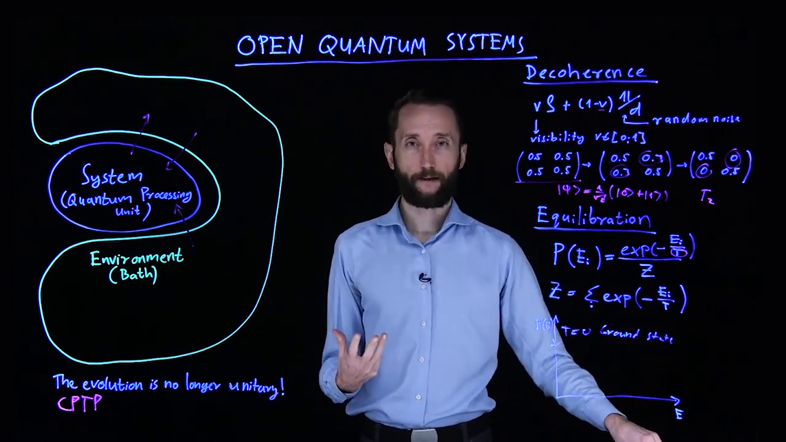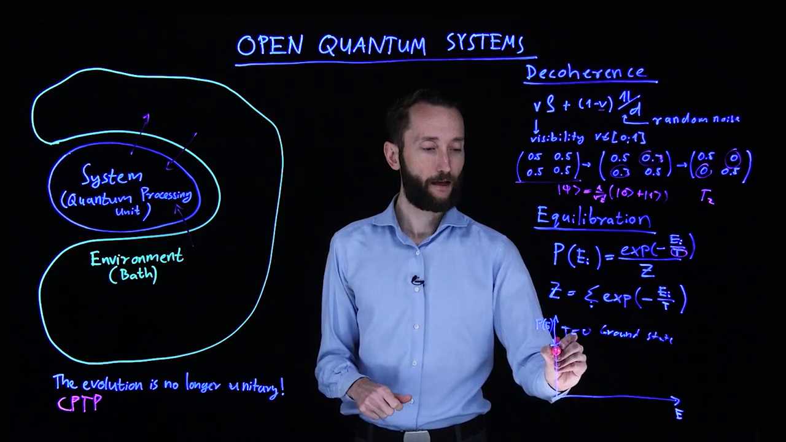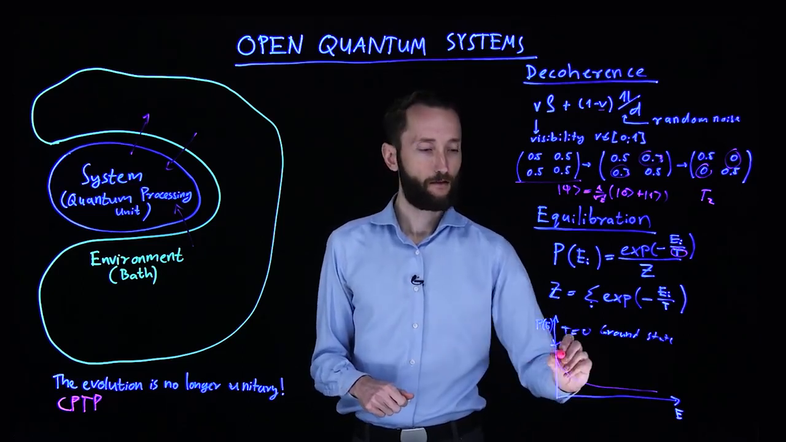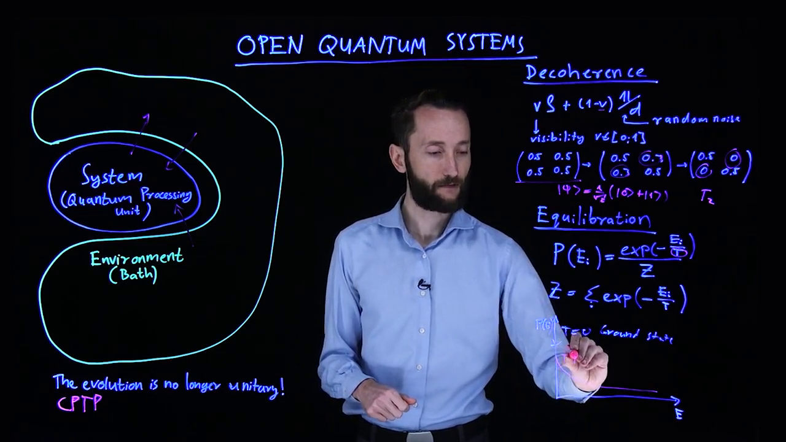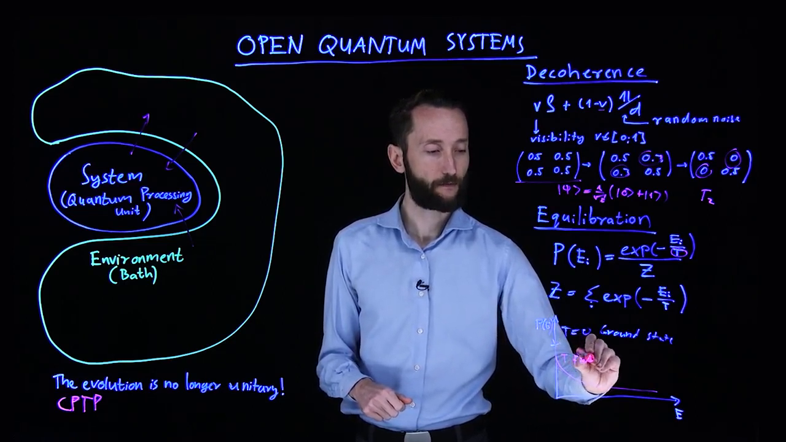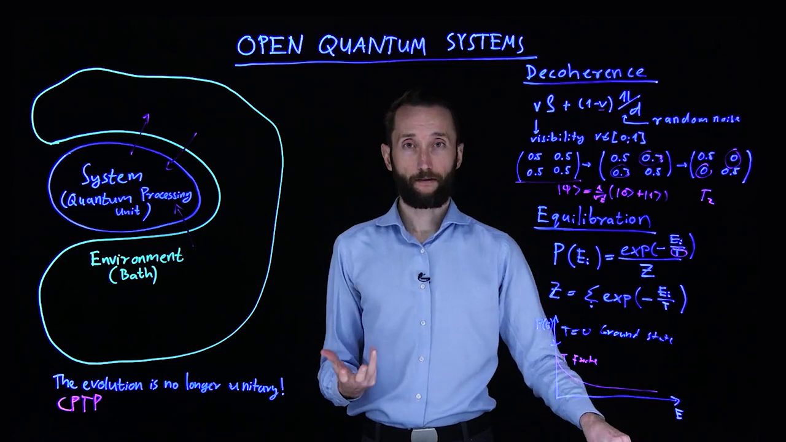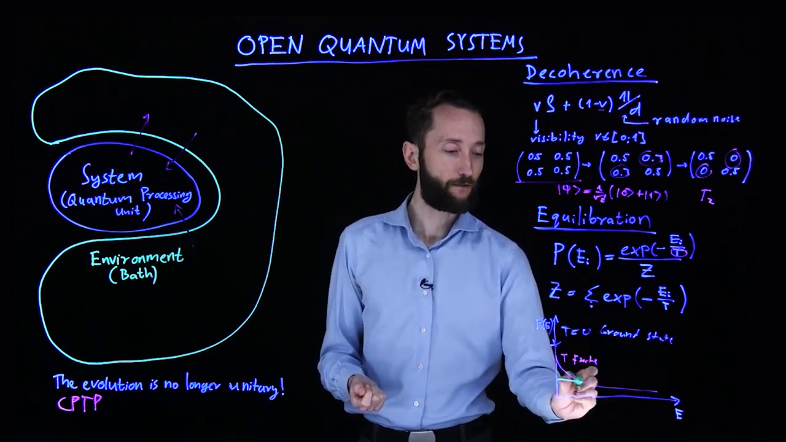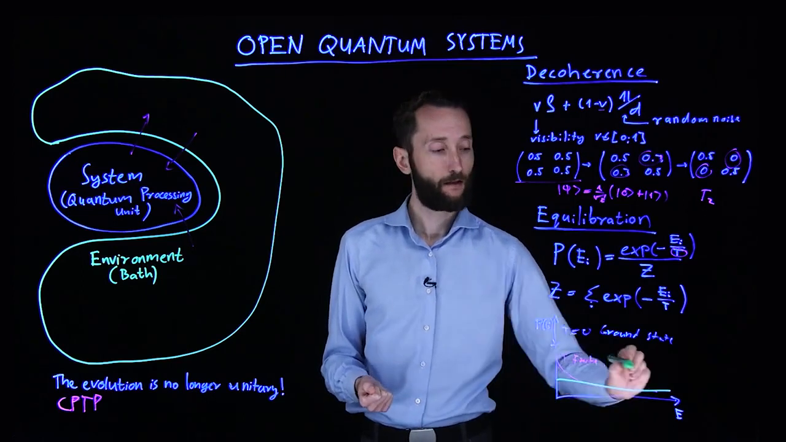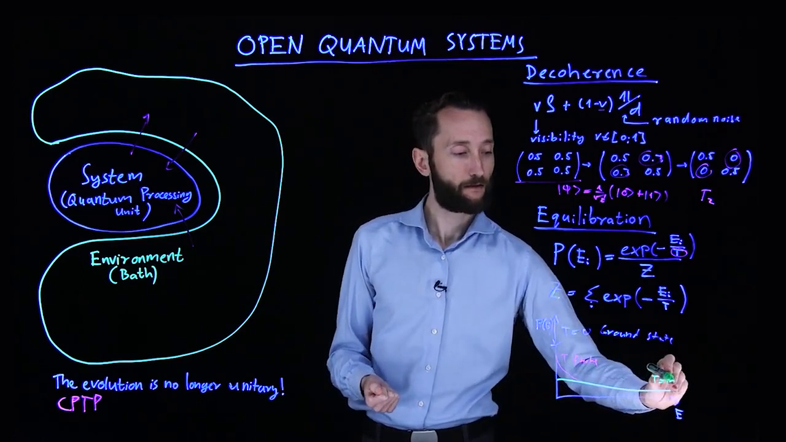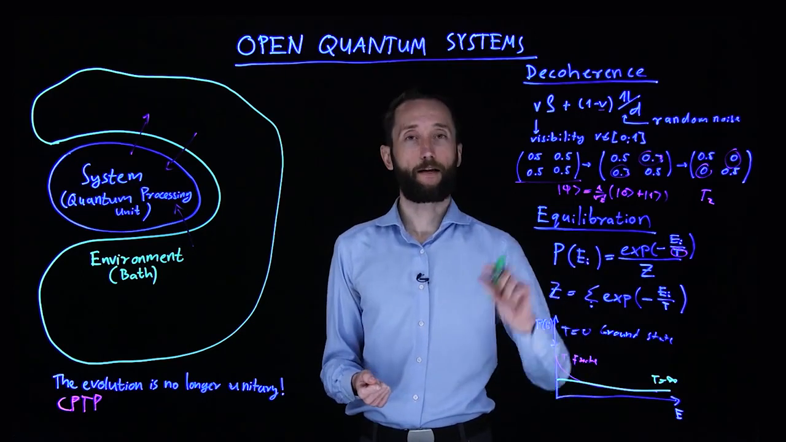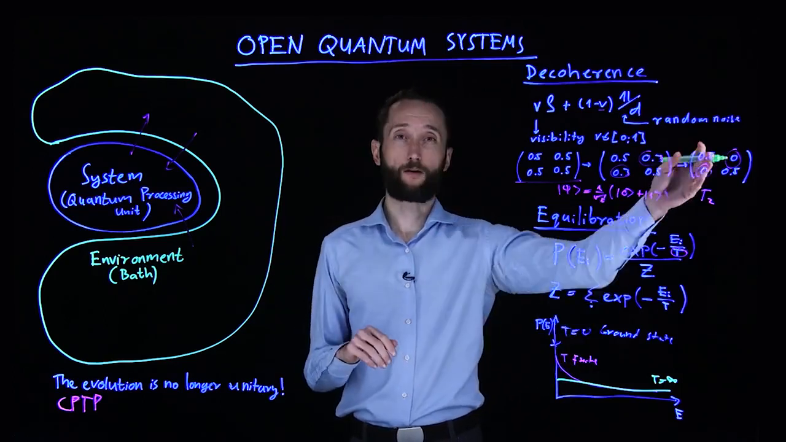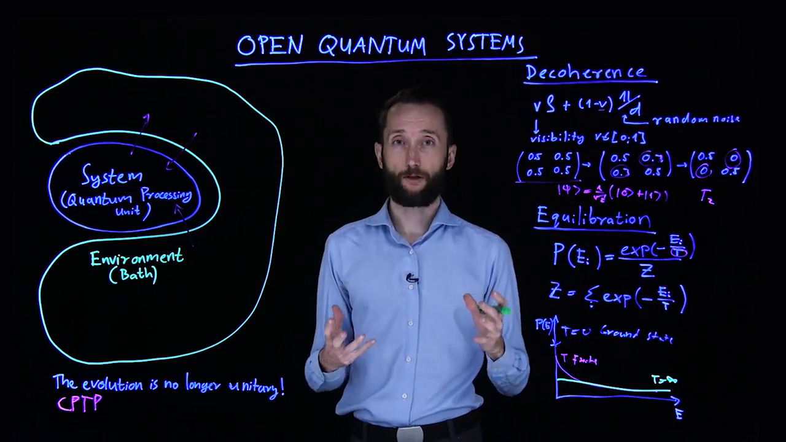If you have some finite temperature, then this is going to look like something like this. So this is some finite temperature. And if we go to the infinite temperature limit, then this completely flattens out, which also means that this energy distribution is basically the uniform distribution. So this again corresponds to the case of a maximally mixed state.